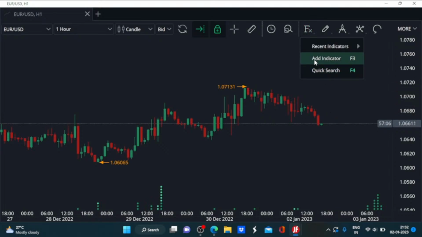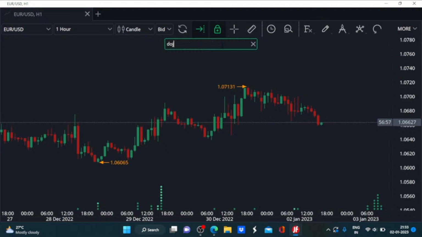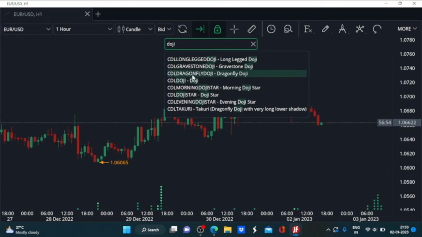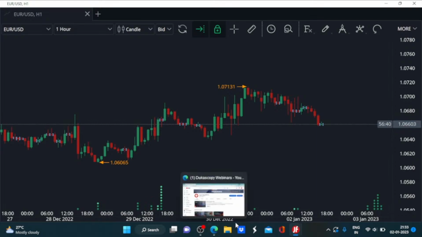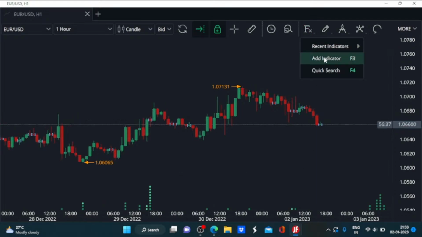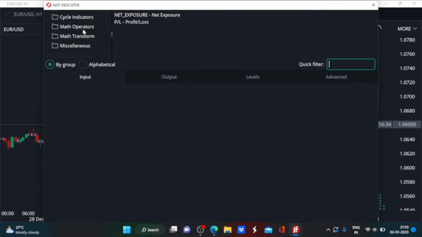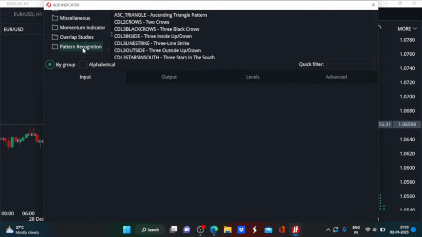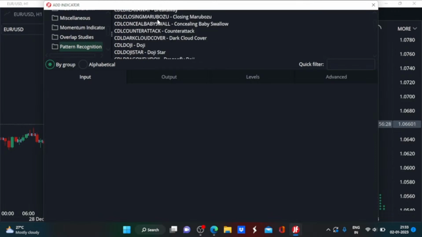If you want to know where this is listed, there are two options. You can use add indicator, or even if you do a quick search, you will get it. Simply type in doji. Here we have multiple types of these doji based candle formations, and in coming sessions I will be explaining these uses one by one. Now we look at the basic formation, the first and foremost doji. If you want to know where it can be found, go through the list: here it is, pattern recognition, just below the dark cloud cover.